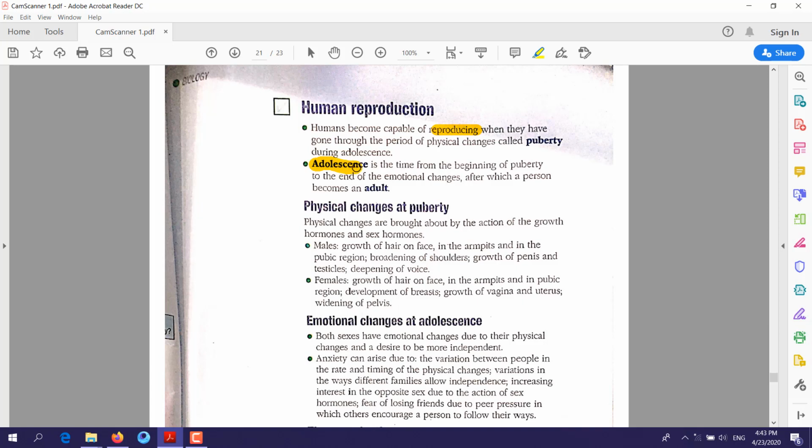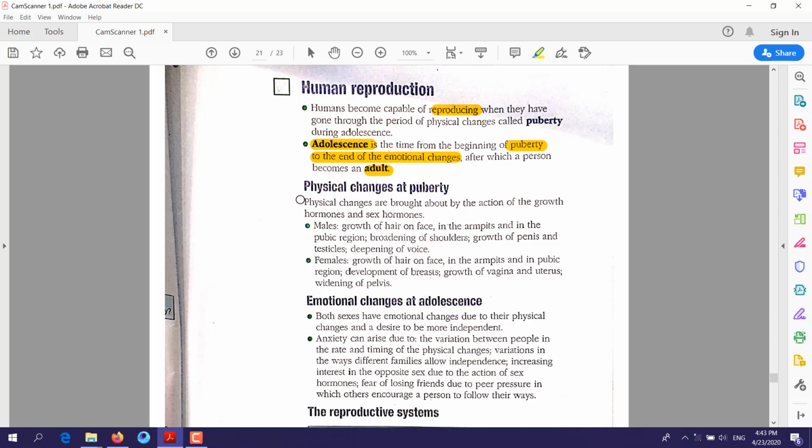Adolescence. What do you mean by adolescence? It's a stage in our life. So adolescence is the time from the beginning of puberty to the end of the emotional changes. After this stage, the person will be an adult. This topic you studied in grade 8.